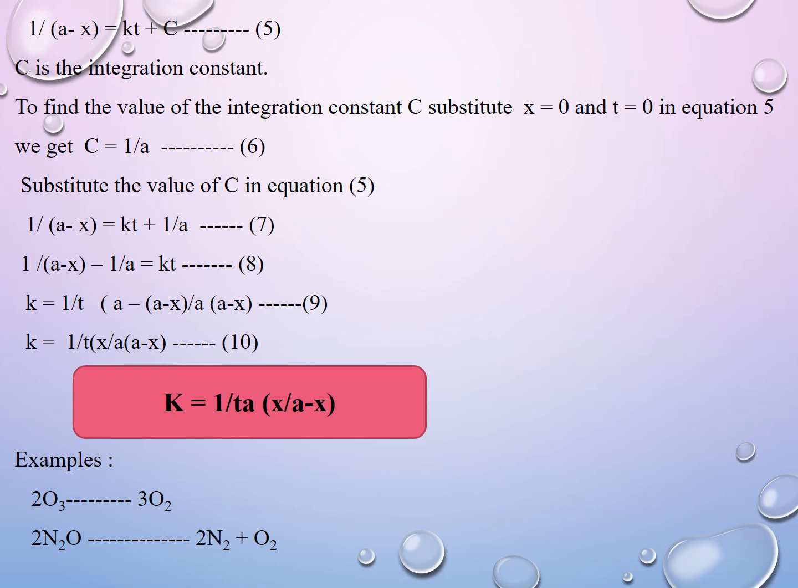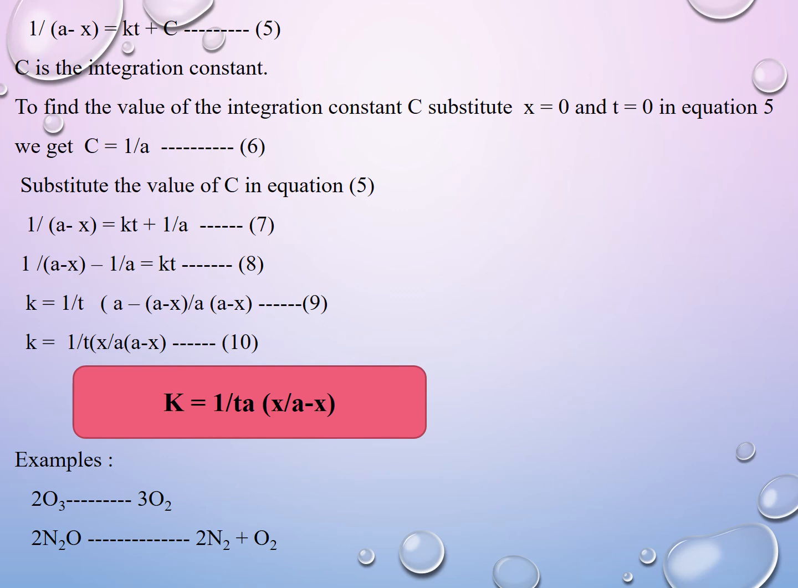Now k is equal to 1 by t into (1 by (a minus x) minus 1 by a), which is x by a into (a minus x). Hence k is equal to 1 by t into x by a into (a minus x). Again I am repeating, the rate constant of the second order reaction k is equal to 1 by t, bringing out the common a and t outside, so we get 1 by ta into x by (a minus x).